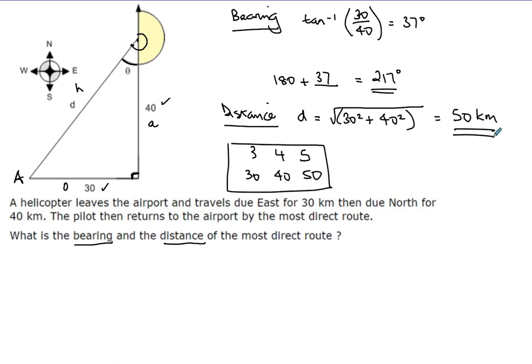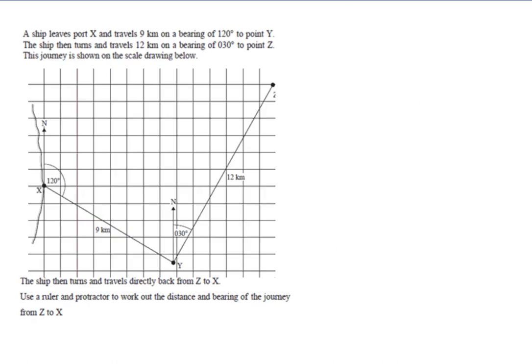Good. Let's look at something a little harder. A ship leaves port X and travels 9 kilometers on a bearing of 120. What I have noticed is I've got several norths, so then I'm going to continue just drawing my souths, because when you have lots of norths and souths, you actually have parallel lines. So then you can find your alternate angles. So here, if you've got your 120, you know that that is 60.